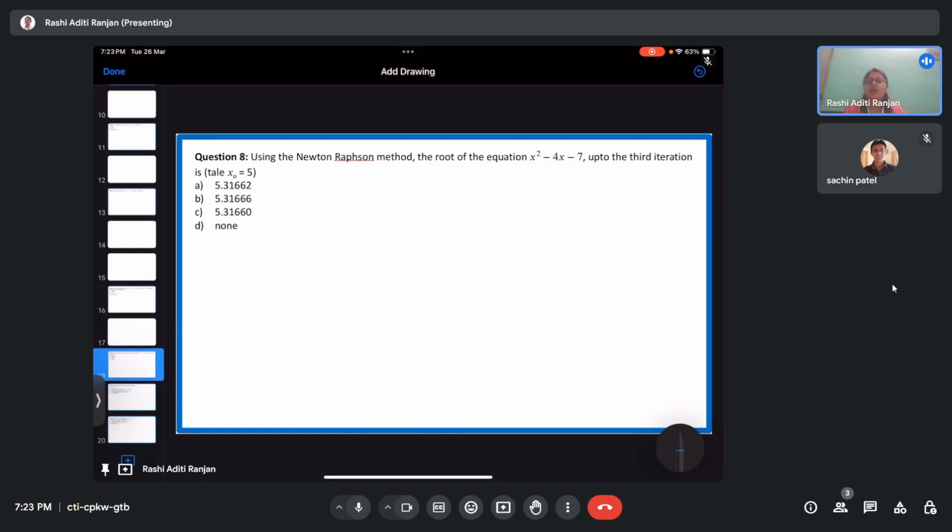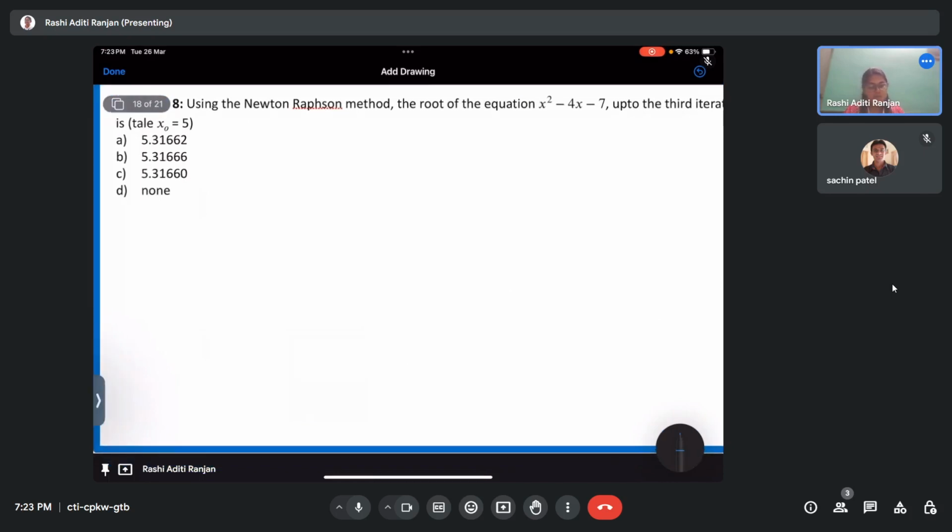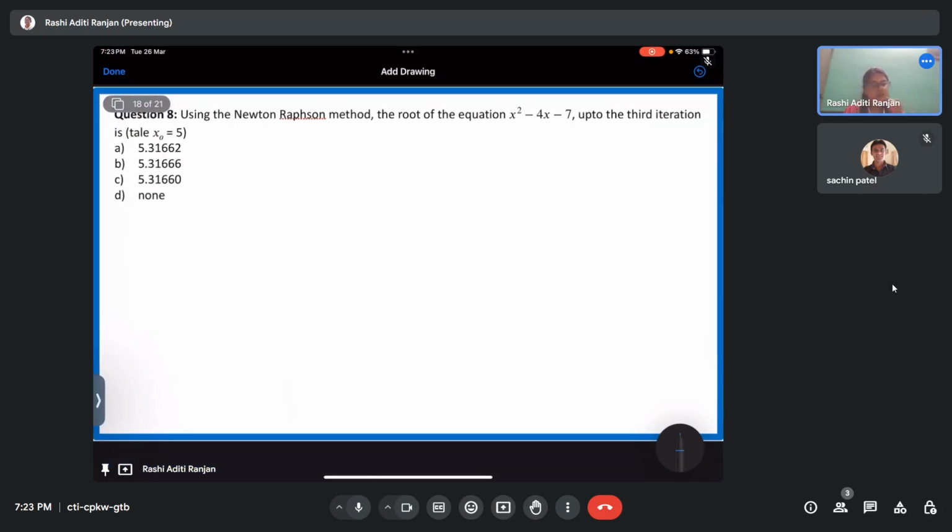Now, Newton-Raphson technique to compute the root. So I'll just solve it. It is already mentioned that we have to do the computation up to only the third iteration. So my f of x is this. If you remember the Newton-Raphson technique, what does it say actually?